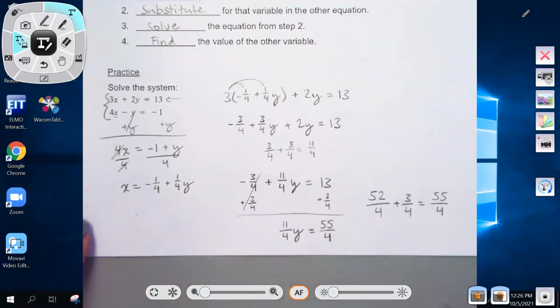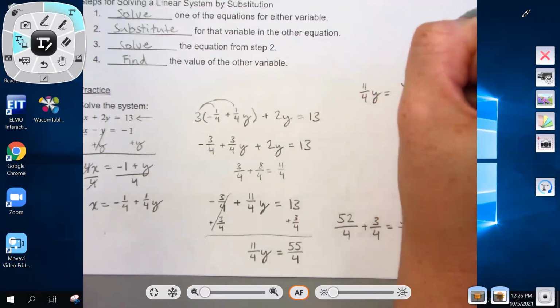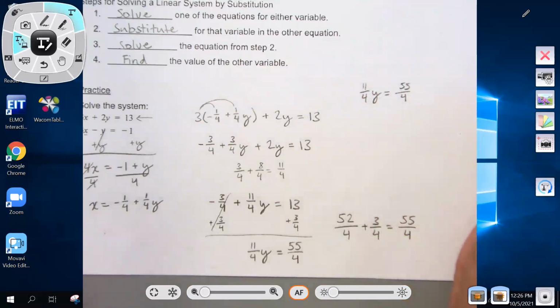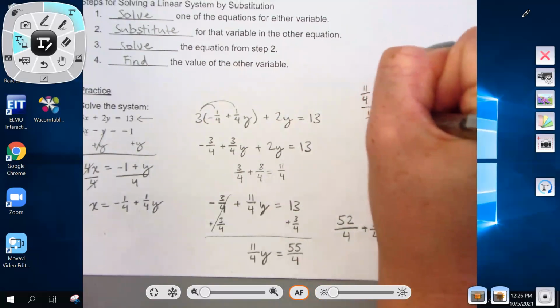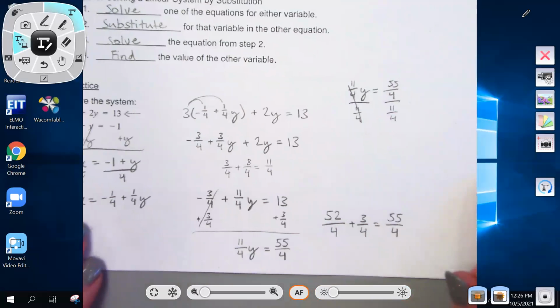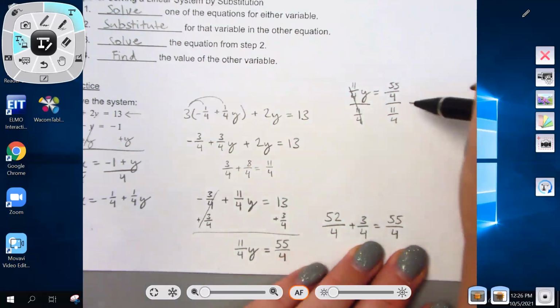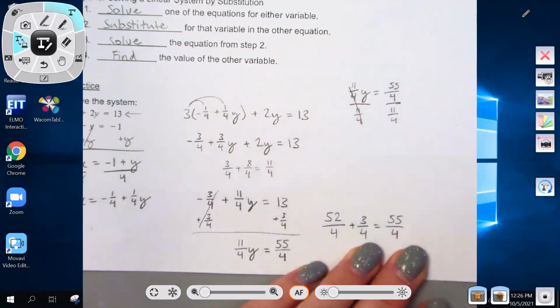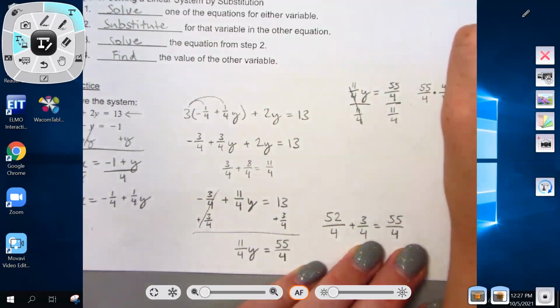Okay, we need to divide both sides. I'm going to have to move up here where I have more room. I honestly didn't know it was going to get this complicated. Divide both sides by 11 over 4 to get Y by itself. Then we have some more scratch work. This is a great reminder of rules when you're working with fractions. When you're dividing by a fraction, the numerator stays the same. You change division to multiplication, and you flip the bottom fraction.